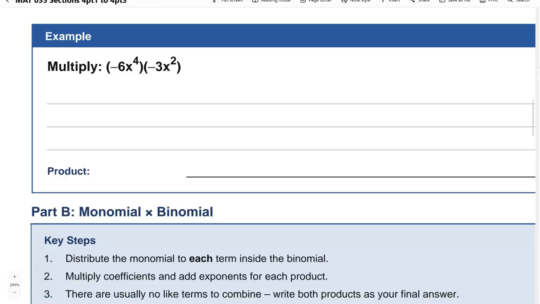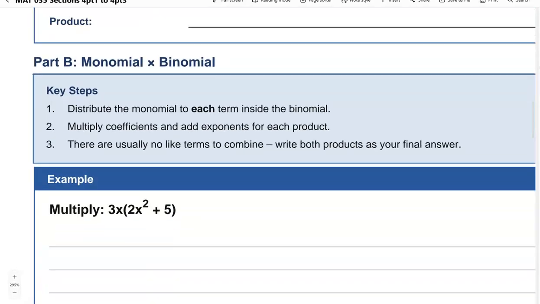Take a minute, try the next one. The next one says minus 6x to the fourth times negative 3x squared. So we're going to multiply the numbers. Negative 6 times a negative 3 is an 18. And then we're going to multiply the x to the fourth times x squared. When we multiply and we have the same base, we add the exponents together. So that's going to be an x to the 6th. Our final answer is 18x to the 6th.